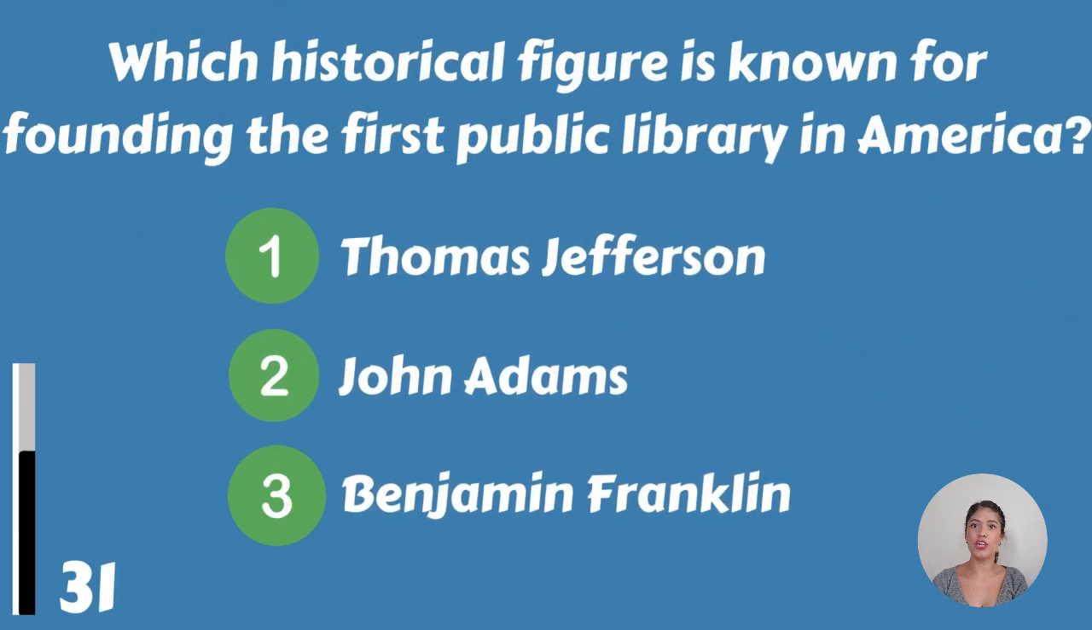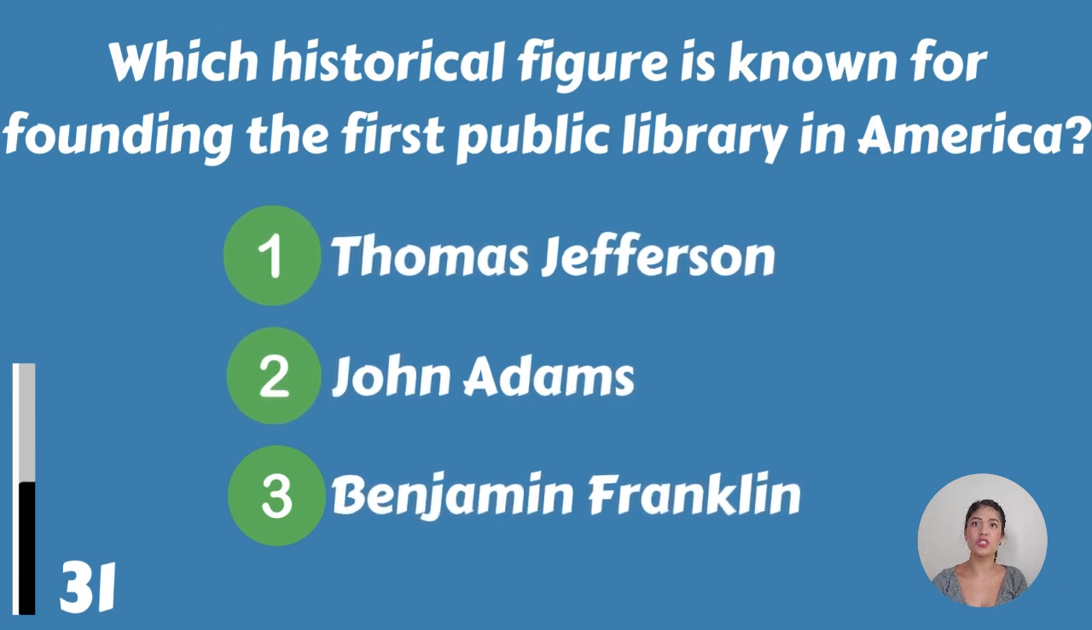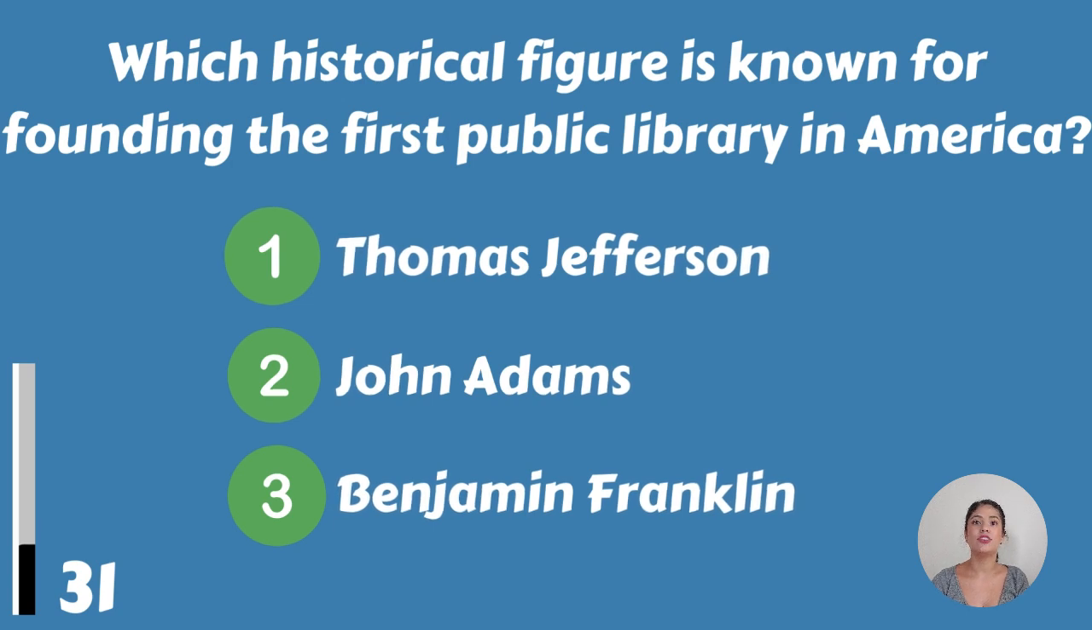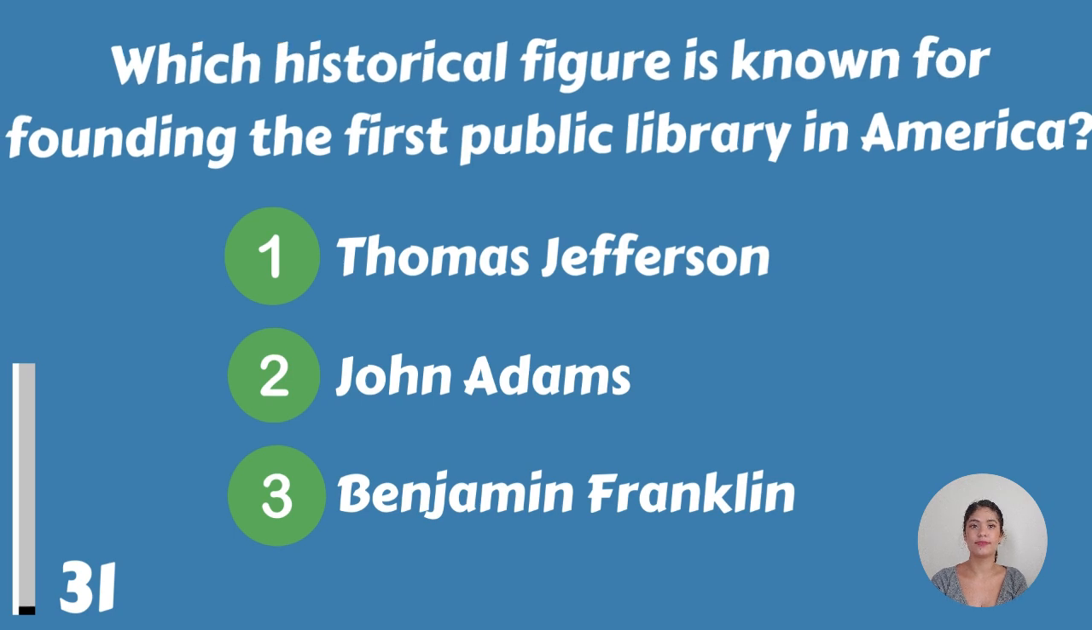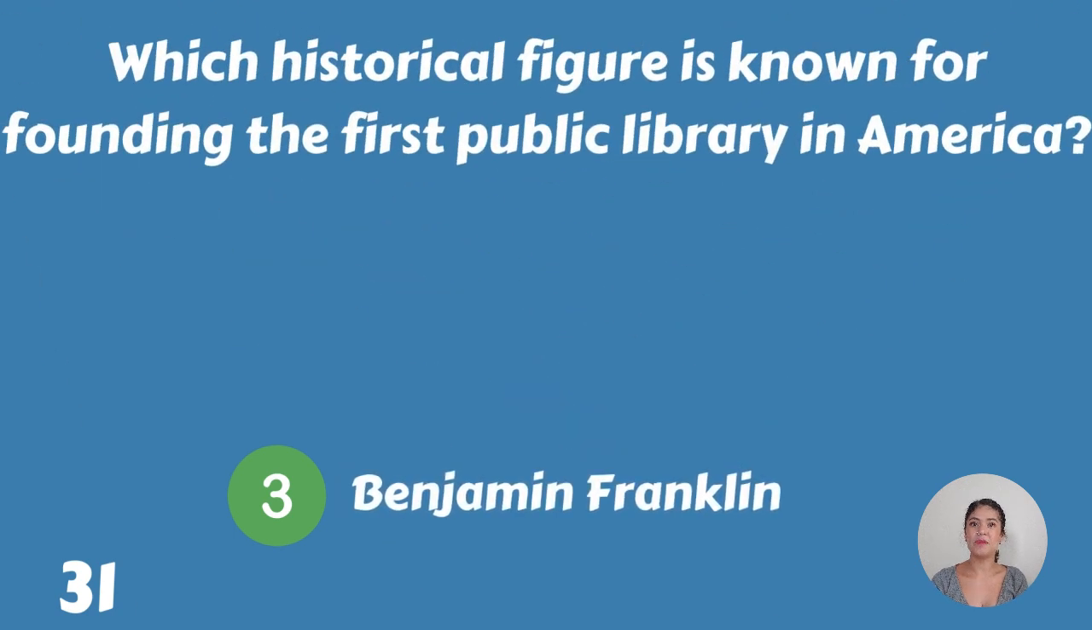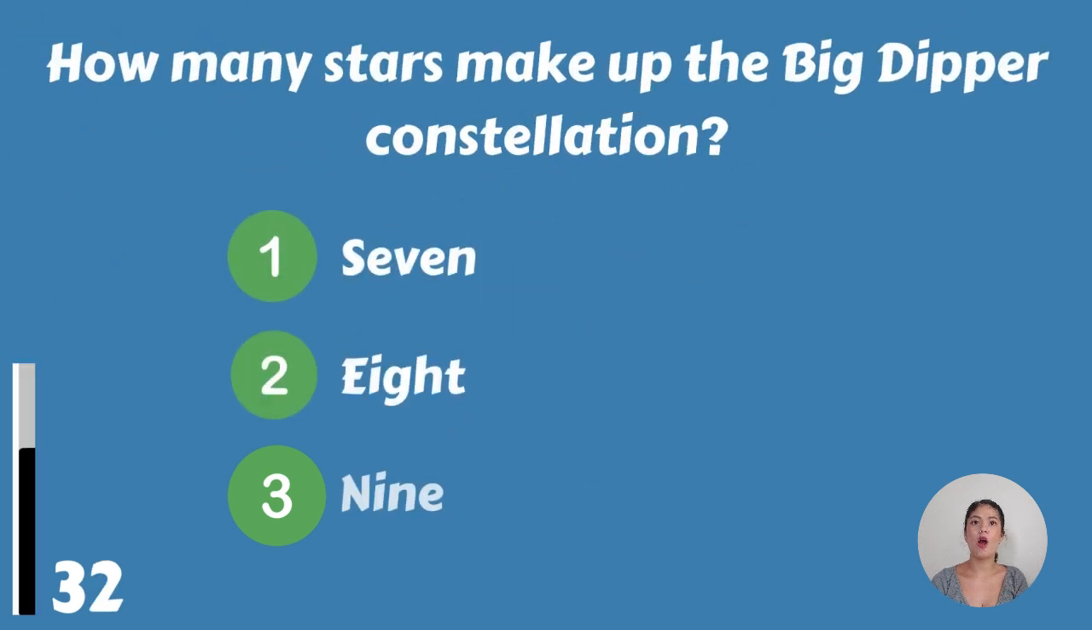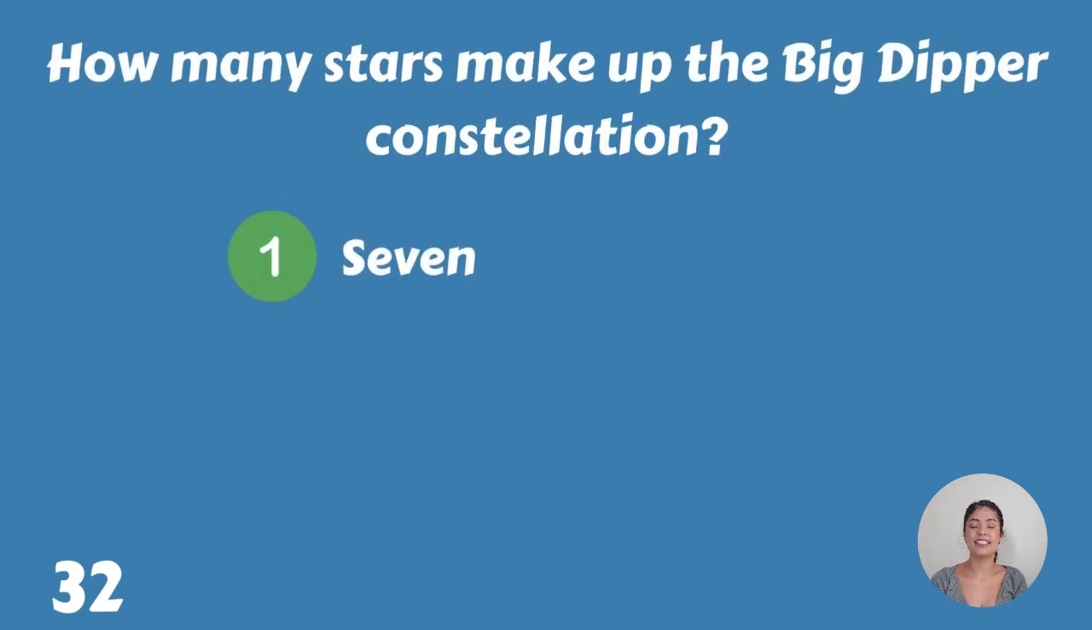Which historical figure is known for founding the first public library in America? Thomas Jefferson, John Adams, Benjamin Franklin. Benjamin Franklin. How many stars make up the Big Dipper constellation? 7, 8, or 9? 7.